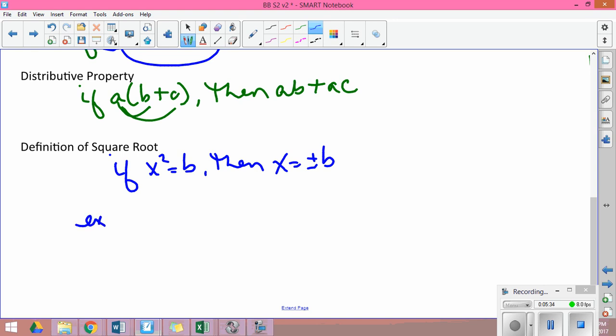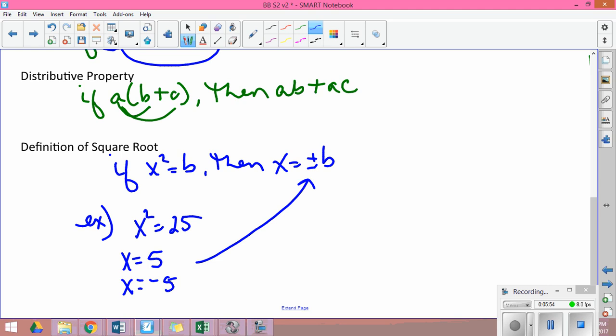So think about that. Example, x squared is 25. Now, I know lots of you say, well, then x is 5, because 5 squared is 25. But remember, x could also be negative 5, because negative 5 squared is also 25. And that's why we always have to consider the plus and minus when we take the square root.